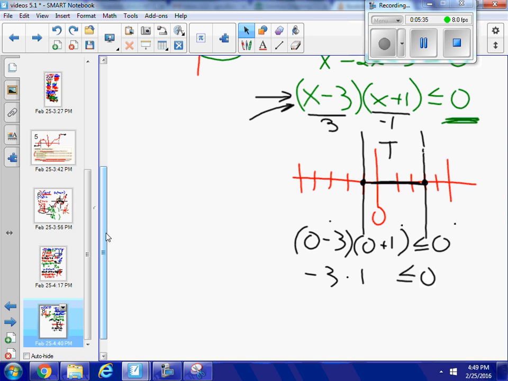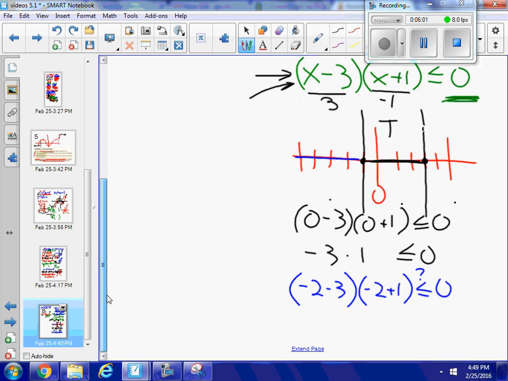Let's test another number. Let's test the number, well, we want to go into this segment over here. So let's test the number negative 2. Yes, negative 2 is okay. So I go negative 2 minus 3 times negative 2 plus 1. Is that less than or equal to 0? Well, this gives me negative 5 times negative 2. No, negative times a negative is a positive number. So it is false there. Let's try a different number.